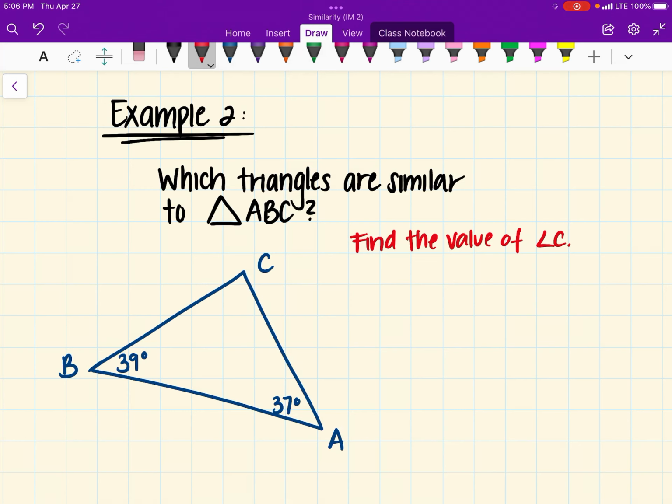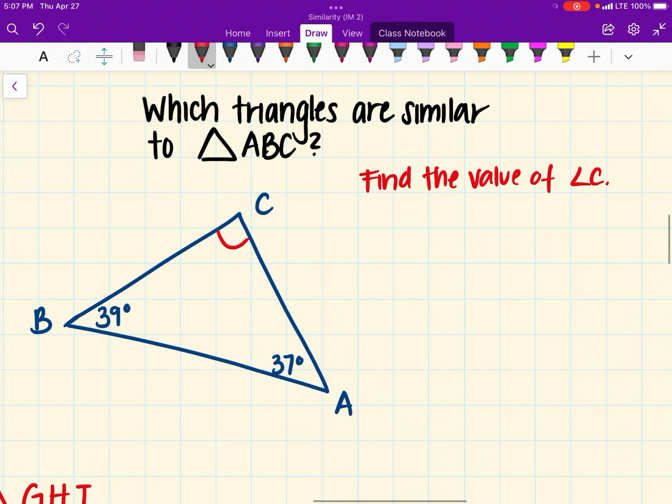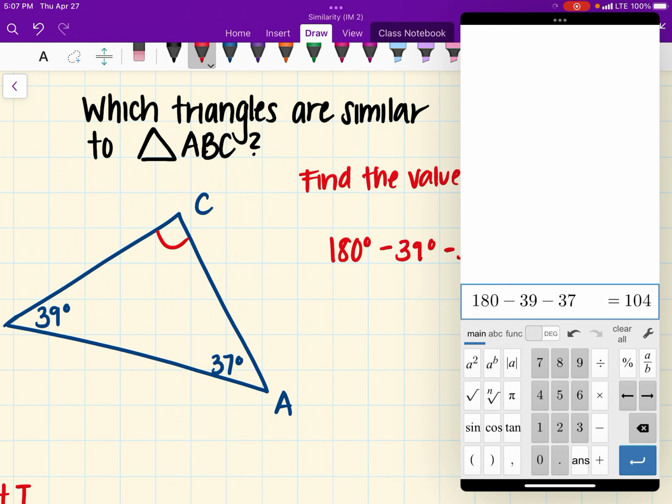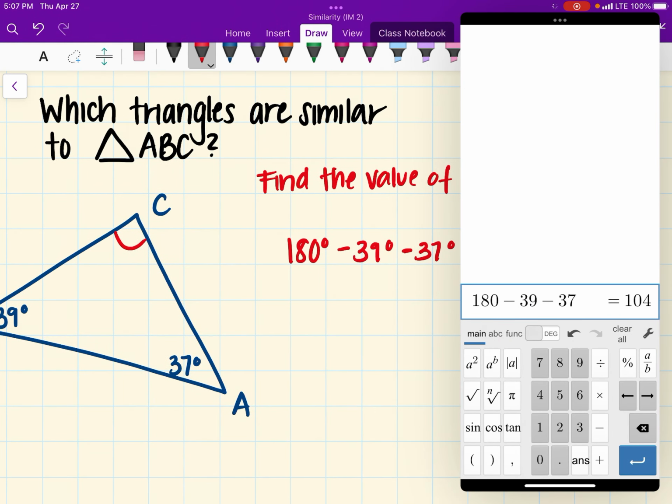Now, we have angle A, which is 37, angle B, which is 39, and angle C is the one that's missing. So we do need to find angle C. When we saw at the beginning with triangles, the sum of the angles of a triangle is 180 degrees. So to find angle C, we subtract 39 degrees and 37 degrees from 180. If I do 180 minus 39 minus 37, that gives us 104 degrees. So that's the measurement of angle C.